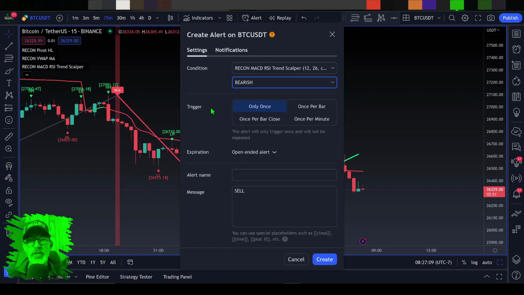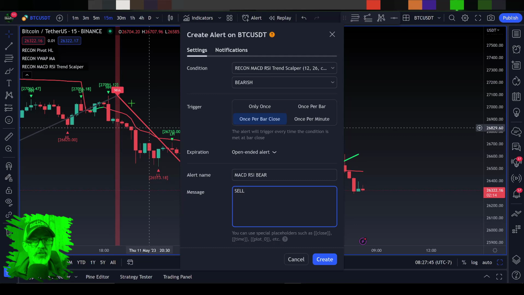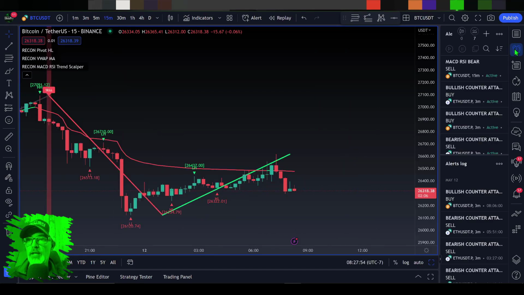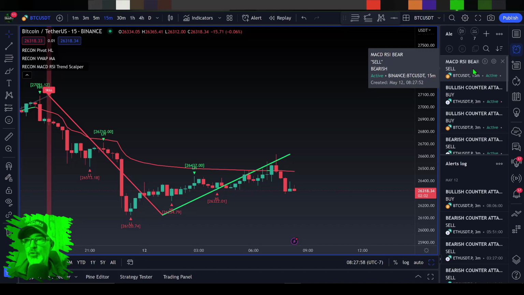And then as far as trigger, I typically receive my alerts once per bar close. Expiration, typically I just leave those as open-ended. And then alert name, I would just basically go like MACD RSI bear. And the message is sell, which again matches what is going to show up on my chart. Click create, and if I click over here on the alarm clock on the right hand side, you can see that alert has now been added to my alerts.